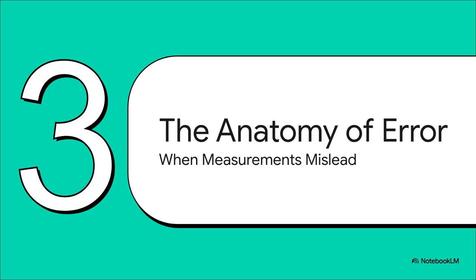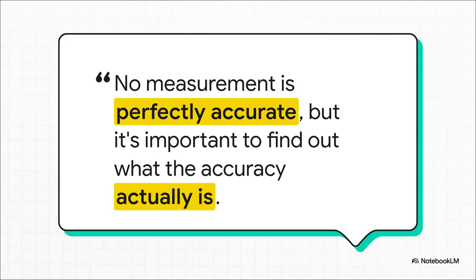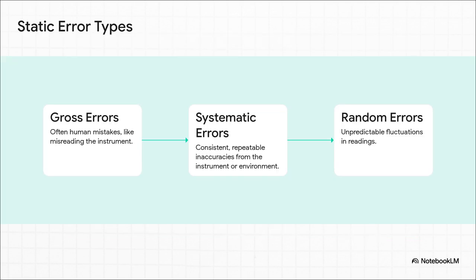But here's the thing. Even the most reliable instrument isn't perfect. And this brings us to an unavoidable reality for every single engineer: measurement error. As an engineer, your goal is not to achieve the impossible. You will never completely eliminate error. Your goal is to become an error detective. You have to understand it, you have to quantify it, and you have to account for it in your final analysis. Now, when we talk about these static errors, they tend to fall into three main buckets.